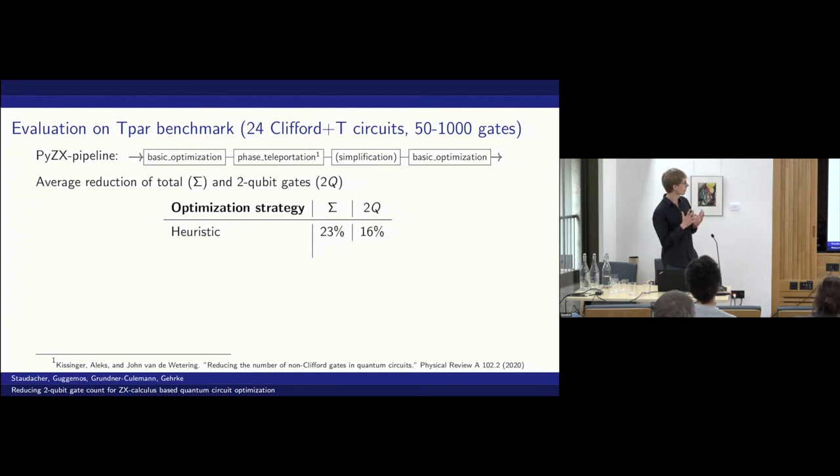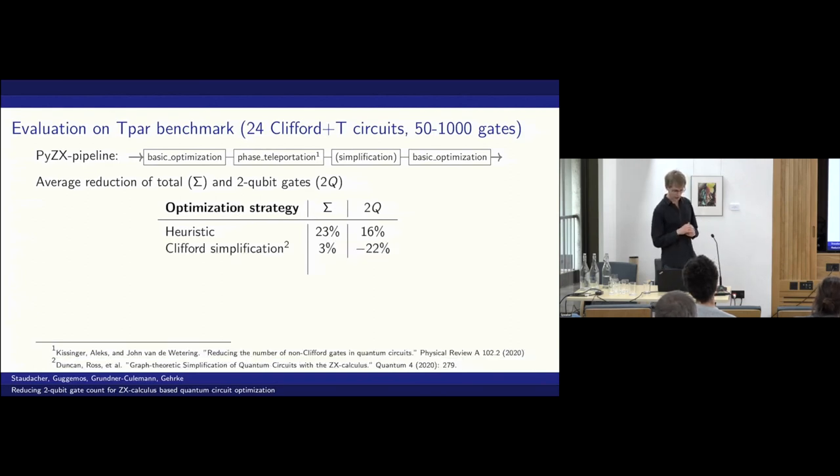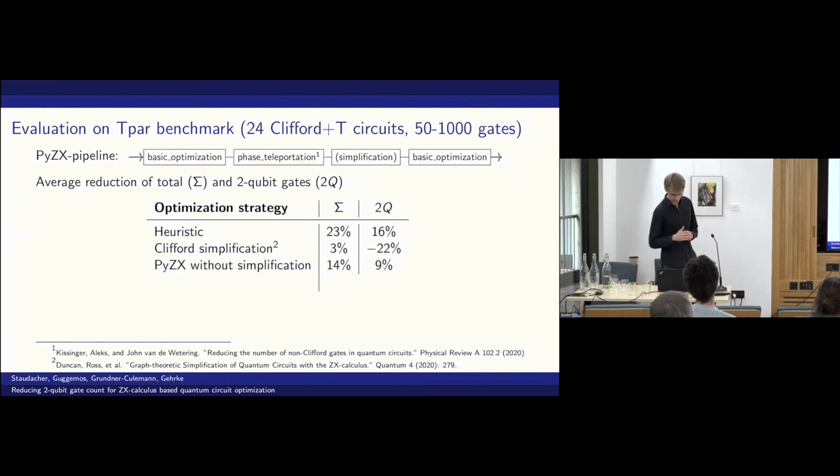And we can see that these heuristic algorithms do a fairly good job in reducing both total and 2-qubit gate count of all those circuits. We actually perform way better than if we perform the standard Clifford simplification, especially for the 2-qubit gates. We also perform better than doing no simplification at all, just the basic optimization of phase teleportation, which is also a result because it means that the graph-like diagram simplification is useful in that scenario.